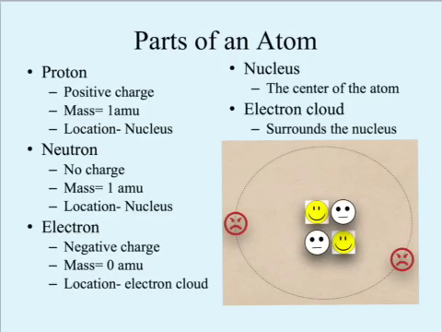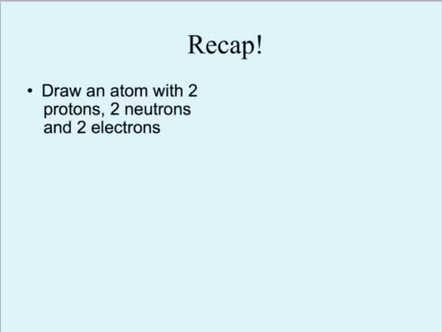The electrons have a negative charge, so I give them an angry face. They technically have a mass of 0.0005 atomic mass units. If we round that, it would be 0. So for our simple addition calculations, we're going to assume that they have a mass of 0 atomic mass units. They're located in the electron cloud, which is surrounding the nucleus. Okay, grab a piece of paper and a pencil and try to draw an atom with 2 protons, 2 neutrons, and 2 electrons. You may pause this video if you need to.